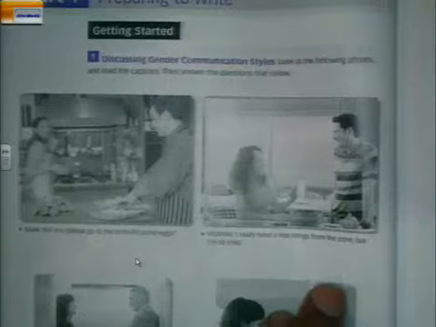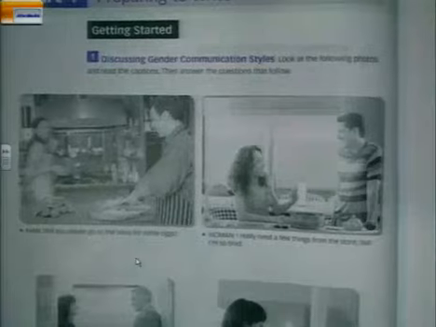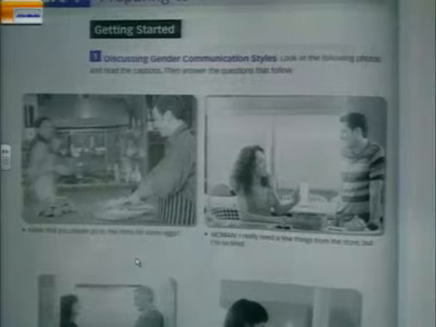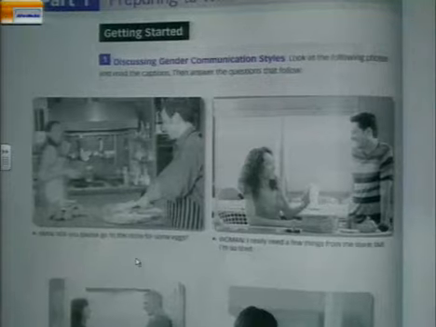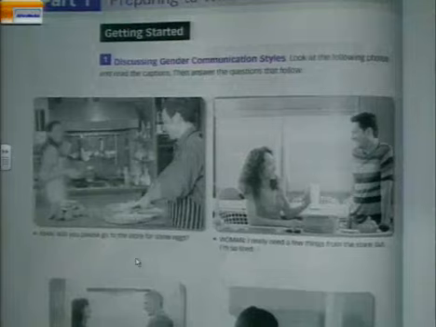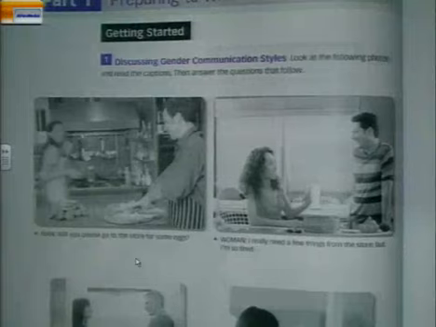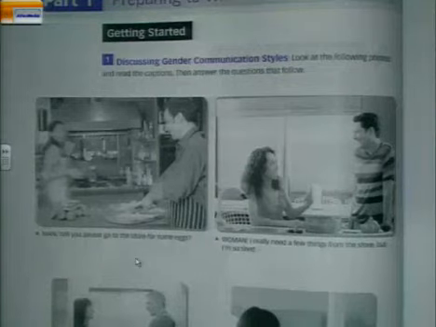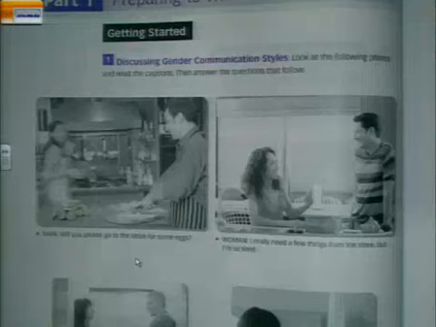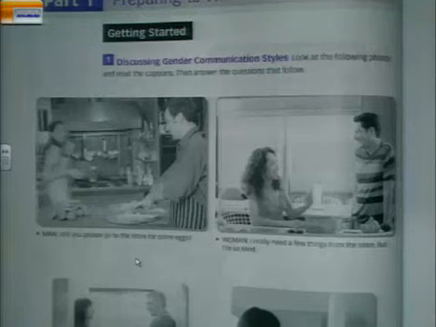And compare that to the next photo here, where a woman is speaking to a man this time, and she says, "I really need a few things from the store, but I'm so tired." So the difference between the two photos is that when a man speaks, he speaks directly, affirmatively, whereas when it comes to women speaking to men, they're more indirect in their approach. So she didn't say, "I don't want to go to the store," and she didn't say, "go to the store." She said that she would like some things from the store, but she's just too tired to go. And she was kind of expecting the man to respond and say, "No worries, I'll go and get the things for you." So that's the basic idea.